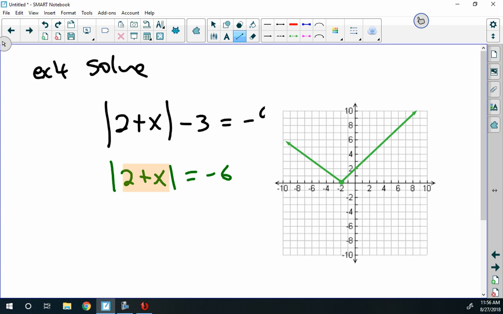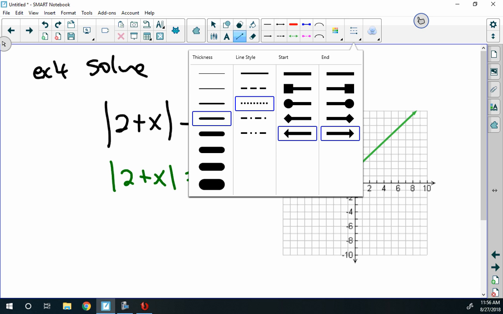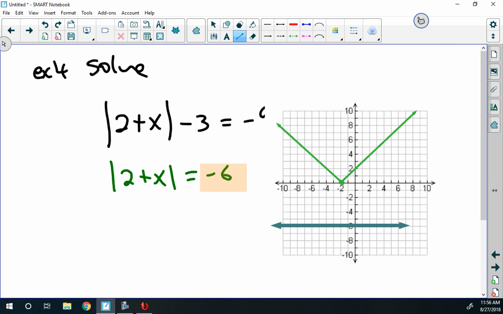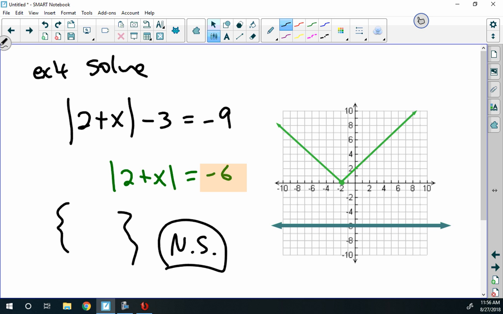It's going to look like that. Then if I graph this negative 6 thing, that's going to be a horizontal line down 6 units. And so the answer is where those things meet. Our solution set would be empty. There's no solution, because those things aren't going to meet.